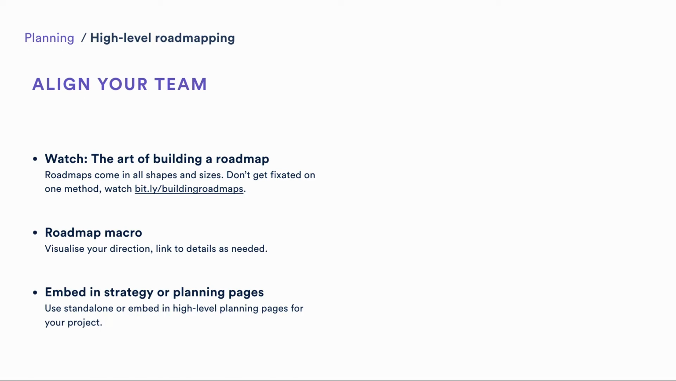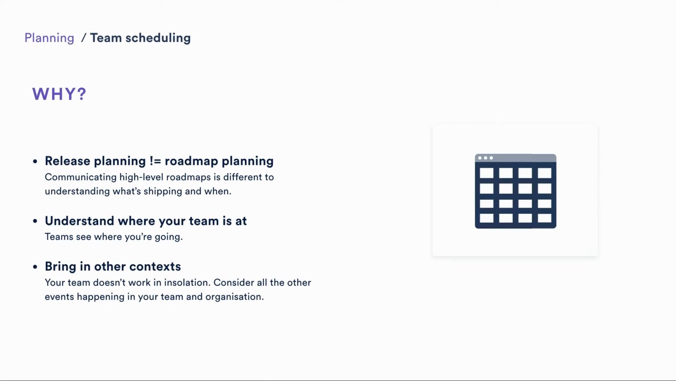The roadmap macro, the most practical thing you can do tomorrow is, if you haven't tried it, go to the Confluence editor, go insert macro, and search for roadmap, and give it a go if you haven't already. And you can embed them in strategy or planning pages or whatever you like.